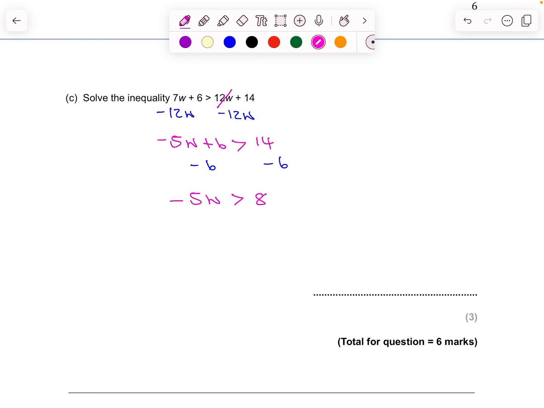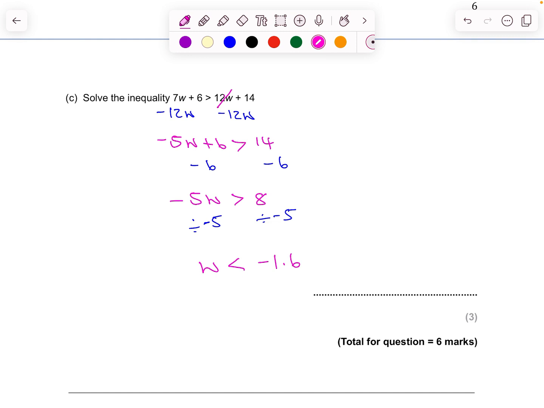Okay. And then what I've got to be careful of is that I'm going to now divide by minus 5. And so my final answer is w. I've got to change the sign around because I'm dividing by a negative number. And I can leave it as 8 over 5 or turn it into a decimal and minus 1.6. Okay, so just be careful if you decide to go that way.